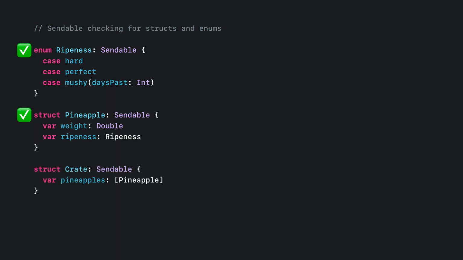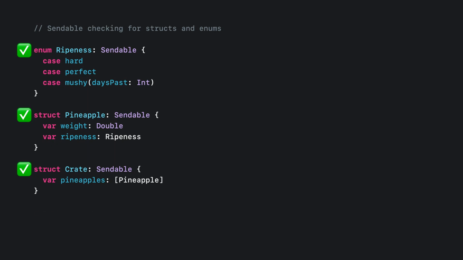Sendable can be propagated through collections and other generic types using conditional conformance. An array of sendable types is sendable, so a crate full of pineapples is also sendable. All of these sendable conformances can even be inferred by the Swift compiler for non-public types. So ripeness, pineapple, and crate are all implicitly sendable.